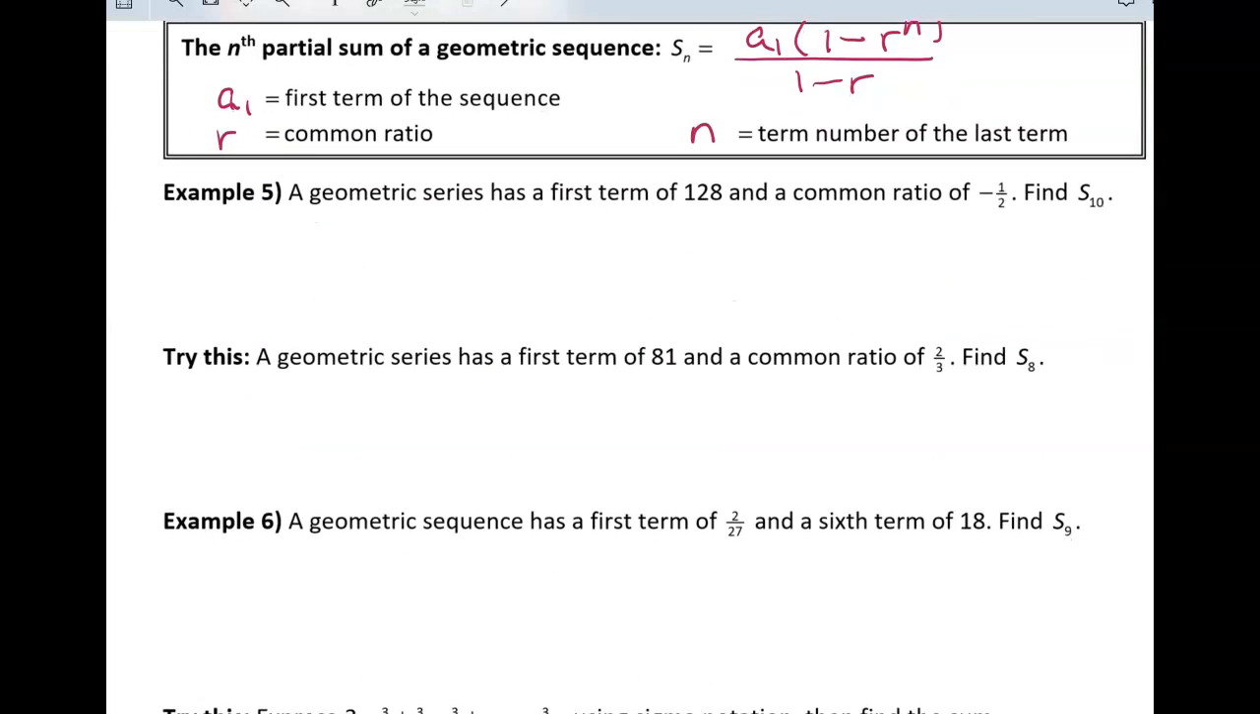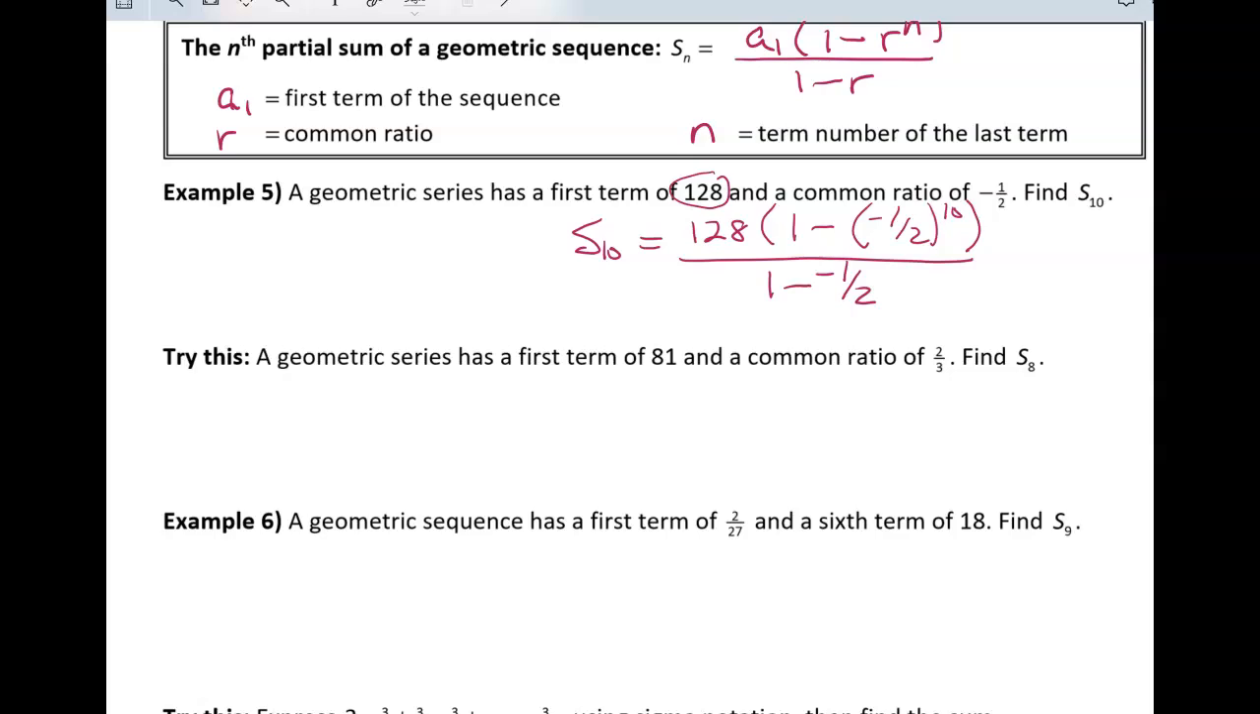So in example 5, we have a geometric series with a first term, 128, so we can use that in the formula for the sum, and a common ratio of -1/2. So we're trying to find s sub 10. So s sub 10 equals the first term, 128, times 1 minus the common ratio, -1/2, raised to the n power. And if we're finding s sub 10, that means that n is 10, all divided by 1 minus the common ratio.